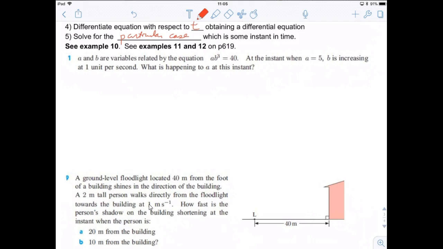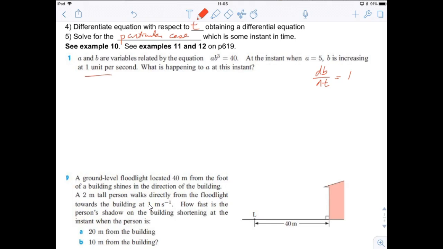At the instant when a equals 5, b is increasing at 1 unit per second. That's another way of saying that dB/dt is equal to 1 unit per second. What is happening to A at this instant?